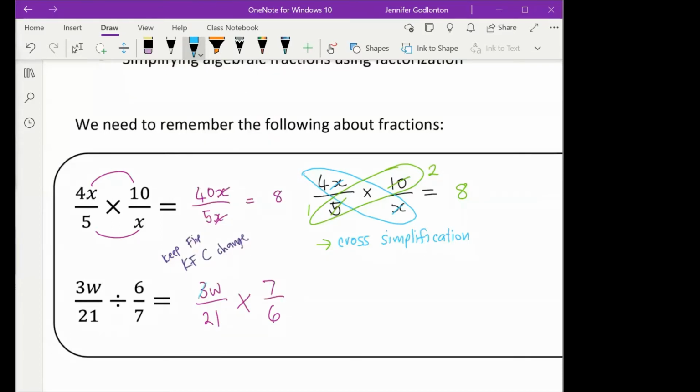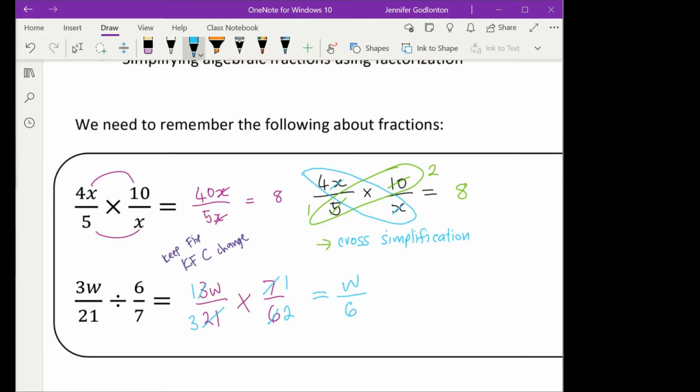So we're going to say 3 goes into itself once and into 6 2 times. Remember, it has to be one numerator and one denominator. And 7 goes into itself once and into 21 3 times. And I'm left with 1w times 1, which is 1w, and 3 times 2, which is 6. Okay.